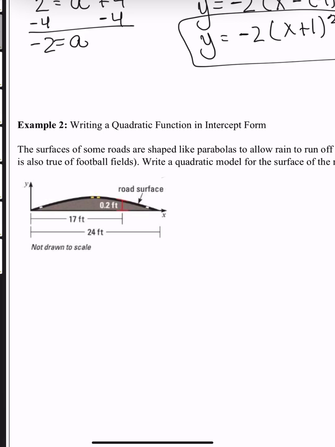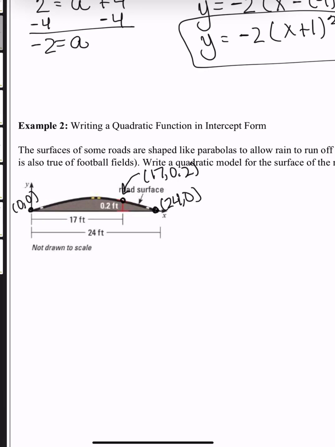So one end of the road is at this point, which I will call (0, 0). Notice that is an x-intercept. Another point of the road is over here, and it's 24 feet away from that first point. And that is another x-intercept at (24, 0). We're also given one more point. We're given where the road is curved up about 0.2 feet above that horizontal surface. And that happens about 17 feet from the beginning of the road. So we'll call that just some random point, some x and some y. We're going to use that to help us figure out some of our unknowns.